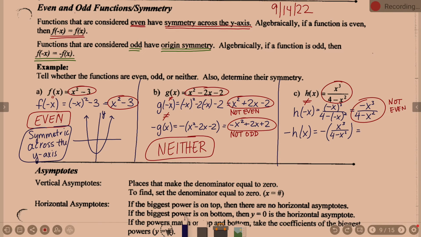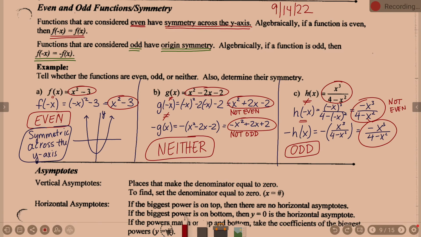If I'm trying to get this to match one of my other equations, if I put that negative up top, it's going to match, isn't it? Or the other option is to just put the negative out front like I have it. But if we write this as the negative of x cubed over 4 minus x squared, what did we just make happen? We made those look equal, yes? And so since they're equal, I now know that it is odd.